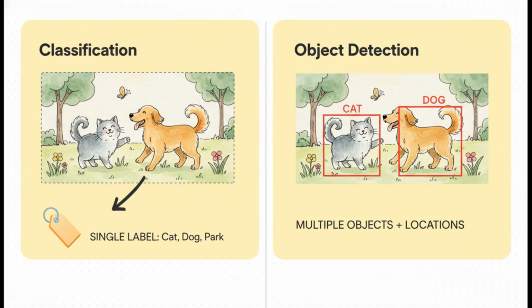Remember, classification gives you one single label for the entire image, like, this is a beach. Object detection is way more detailed. It finds multiple things and draws little boxes around them, saying, there's a person here, an umbrella here, and a dog over there. You've got to know the difference.